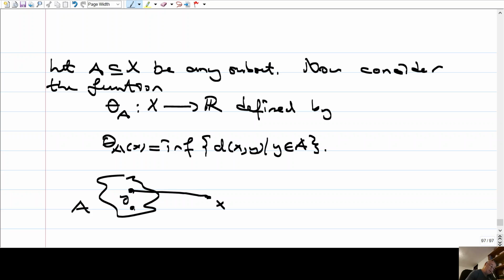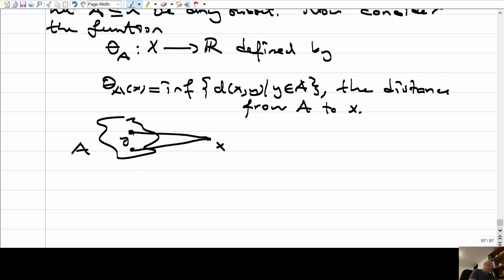So for each point here, I measure this distance according to the metric given, with x, and then I take the infimum. Of course, infimum means kind of the closest, I mean the smallest distance from x to a point of A. In other words, we may think of this as the distance from x to A, right? By the way, this infimum exists because all these numbers are positive. Therefore, this set is bounded from below. Hence, its infimum exists, right?